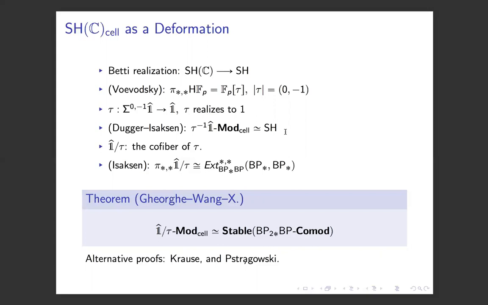So this deformation identifies the generic fiber as the classical stable homotopy category, and the special fiber as a certain abelian category, which is familiar to chromatic homotopy theory. So this deformation is actually very useful in computation because it connects this thing which we understand very well to the stable homotopy category.